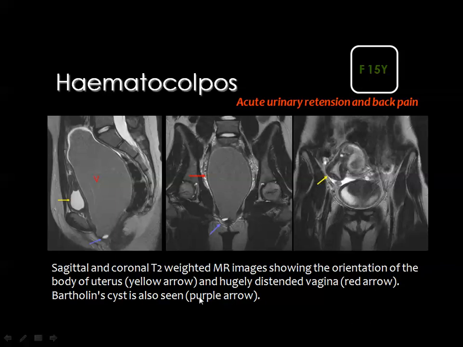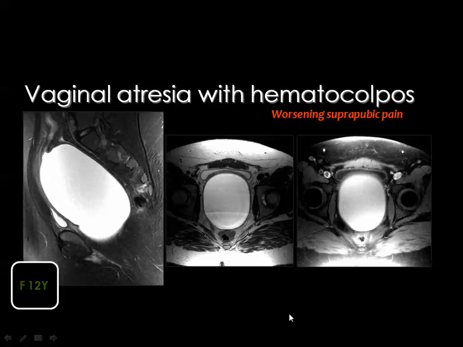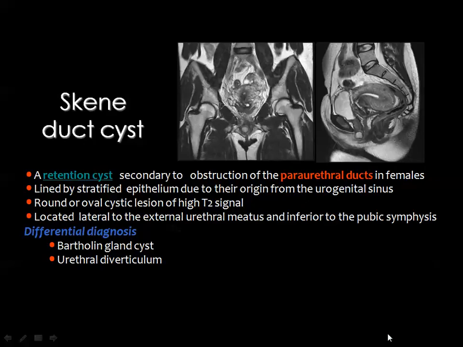This purple arrow points to a porcelain cyst in the vagina. And this is an example of a case with vaginal atresia and hematocolpos. You see, this is the vagina, which is hugely distended by blood, and this blood is bright in the T1 and T2 weighted image. You see the fluid in the bladder is black here and bright here, and if you look carefully, you see the uterus is minimally distended, containing some blood as well.